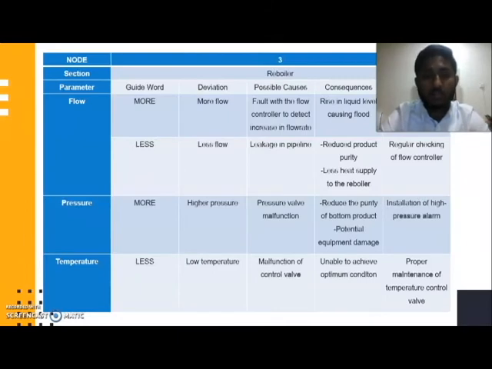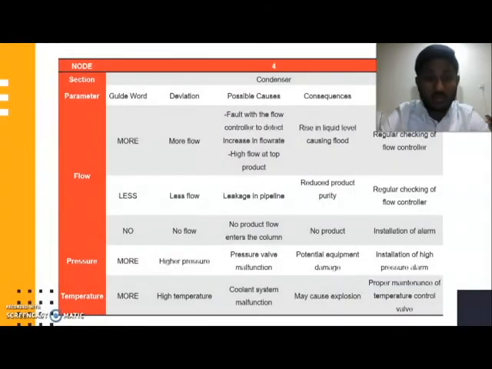For the reboiler, the parameters used are flow, pressure, and temperature. The guide words given, possible causes, action, installation of a high pressure alarm, and so on. For the condenser, the parameters given are flow, pressure, and temperature.